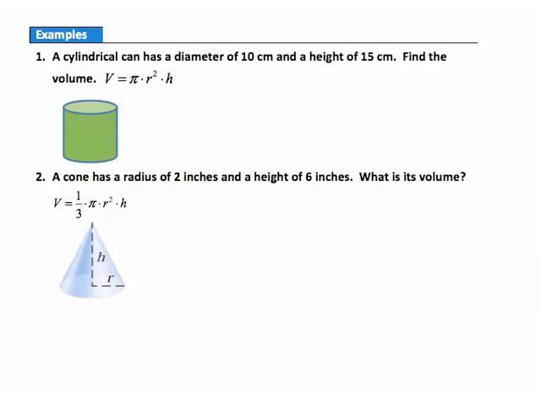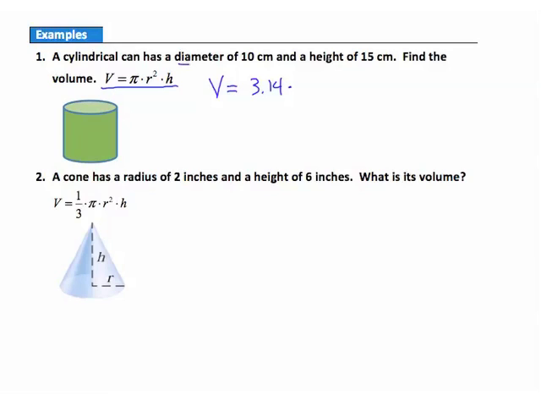Now let's take a look at some examples that will help you understand how to find the volume of some common figures. Example 1. A cylindrical can has a diameter of 10 centimeters and a height of 15 centimeters. What is the volume? Well, we're going to use this as our formula for the volume of a cylinder. So we're going to plug this information into this formula. So let's see. The volume of our cylindrical can. Well, pi is 3.14. Now we need to multiply this times the radius squared. Well, we need to find the radius of this can.